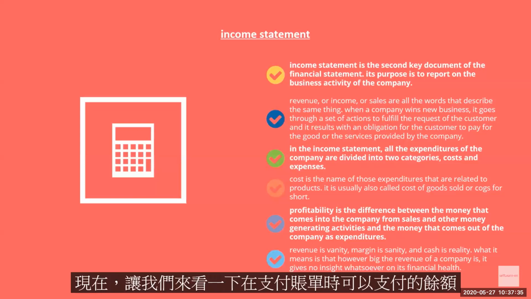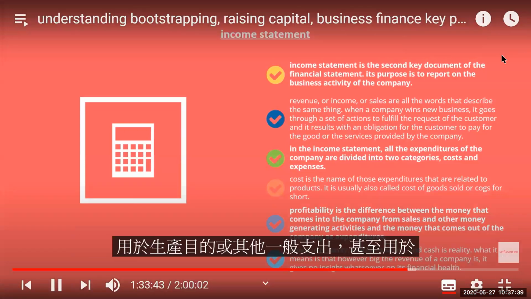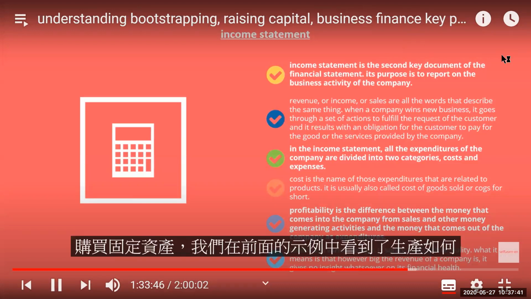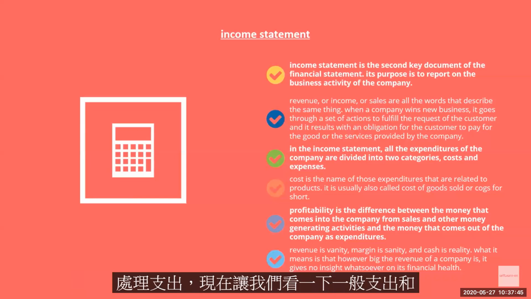Now, let's look at paying bills. As you pay your bills, it can either be for production purposes or other general expenditures, or even for buying fixed assets. We have seen in the previous example how production expenditures are handled. Let's see now the cases of general expenditures and fixed asset purchases.